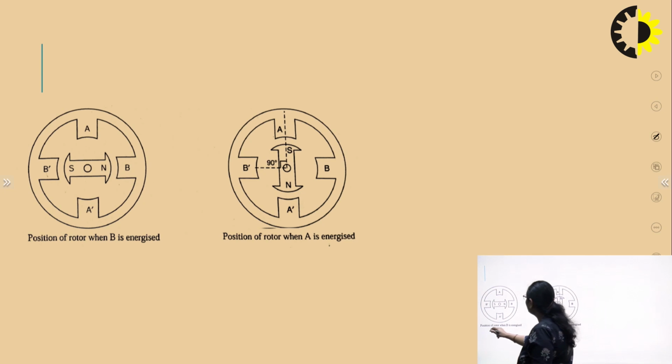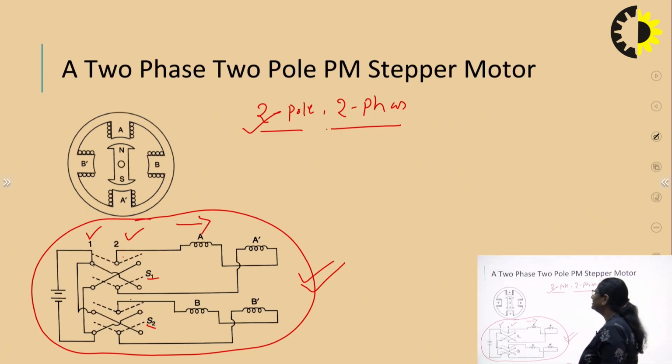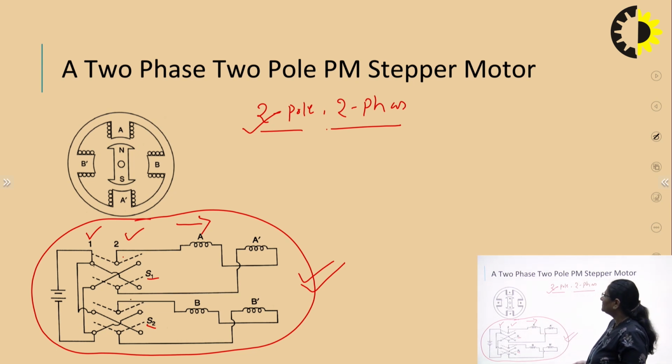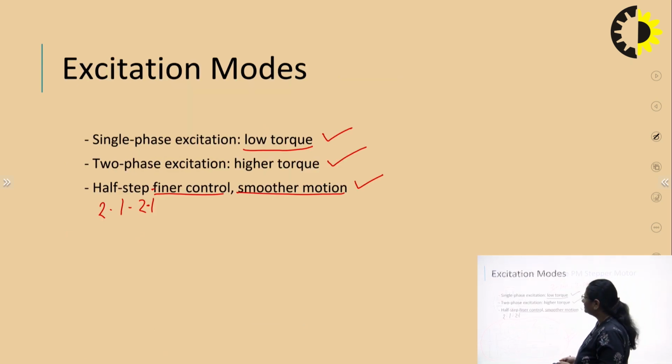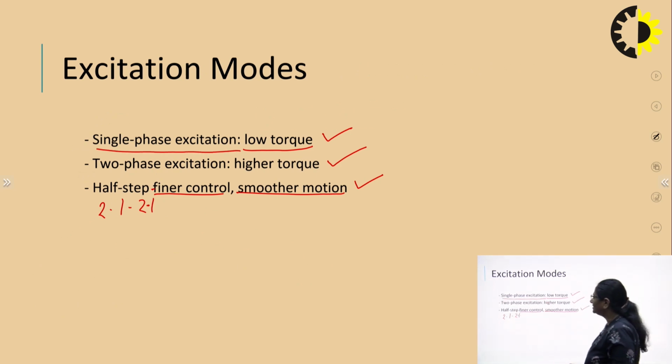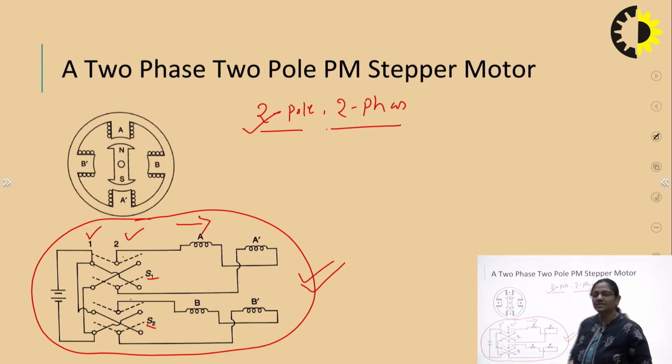The position of the rotor when phase B is energized. You have already seen the presence of winding around the projected poles A and B of the stator. What we are considering here is the very first excitation mode of operation. It is single phase excitation. Single phase excitation means we are going to energize only one phase winding at a time, right?